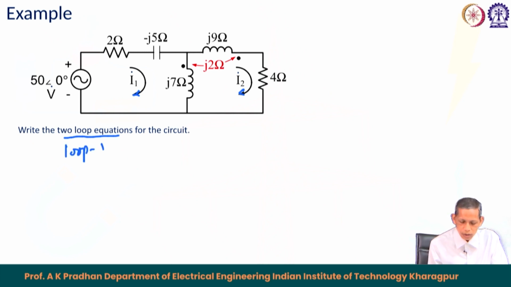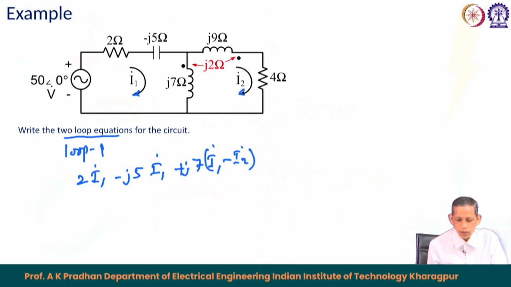So, loop 1 has a first element, the resistance. So, this has a drop of 2 into I 1 and then the second element has a minus j 5 into I 1, straightforward. Then we have the third element j 7. So, this will be plus j 7 into I 1 minus I 2 because the corresponding current here is I 1 minus I 2 downward. In the j 7 ohm, current flowing is I 1 minus I 2 downward. Such loop equations we have written in case of DC and AC circuits.